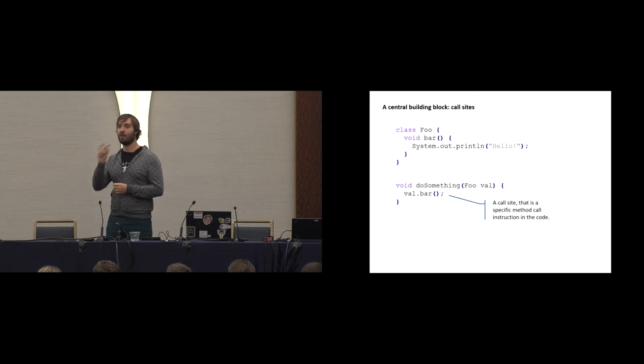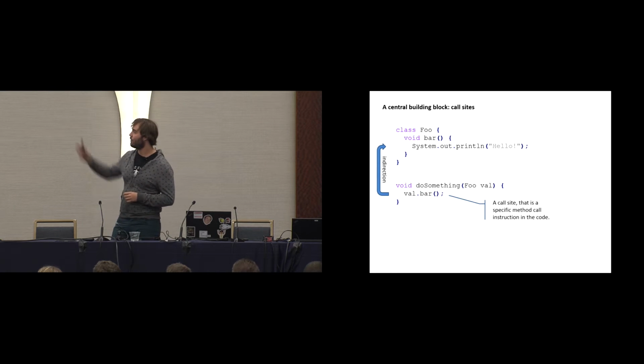It's because at runtime or at compile time, you first have to determine what method you will call when you reach a call site. Can you just print hello, like in foo bar, or is the method overwritten? So we have an indirection, and indirections are bad because every time we reach a call site, we have to determine what class is responsible for dispatching the method.